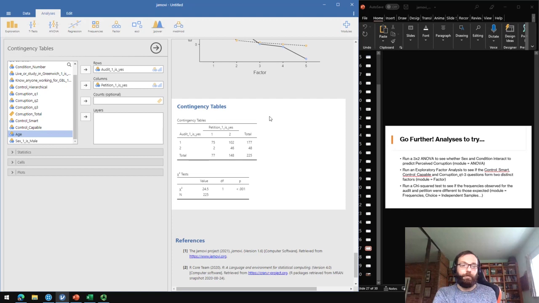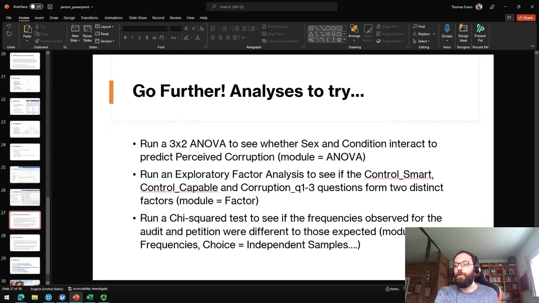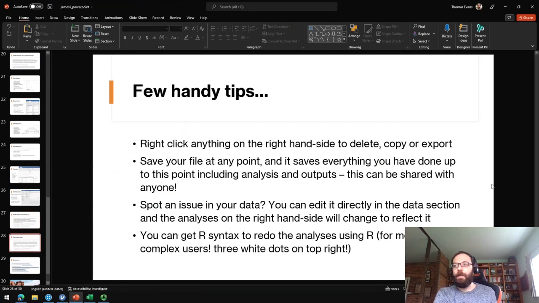So there we are. That's it. That's all I intend to run through with you with Jamovi. Just a few hints and tips. So if you right-click anything on the right-hand side of the screen, you can choose to delete, copy, or export, which can be incredibly useful for copying things straight into a Word file.